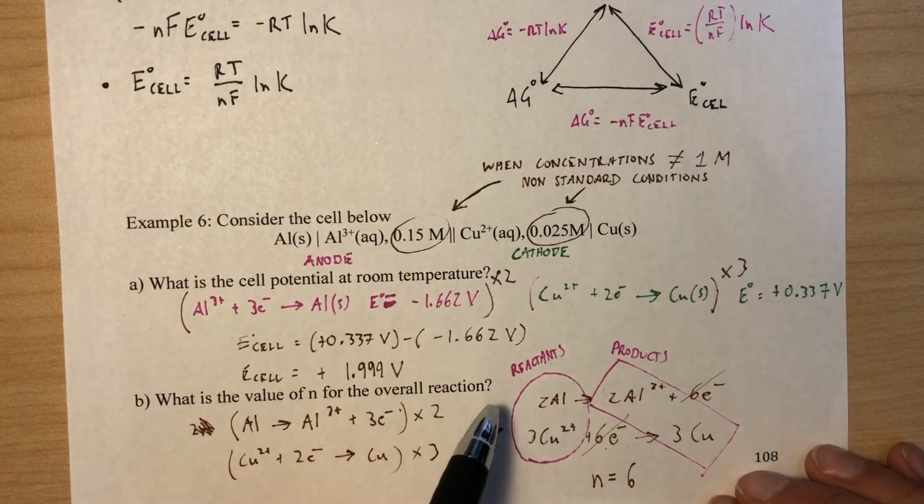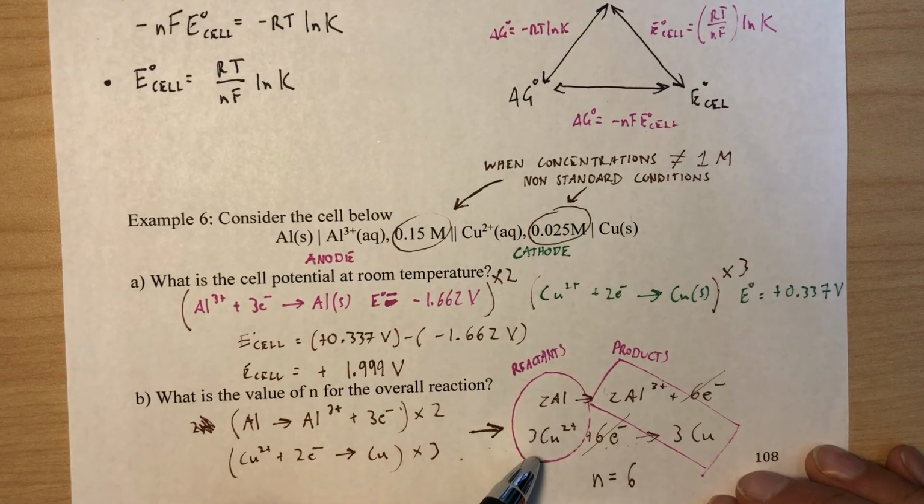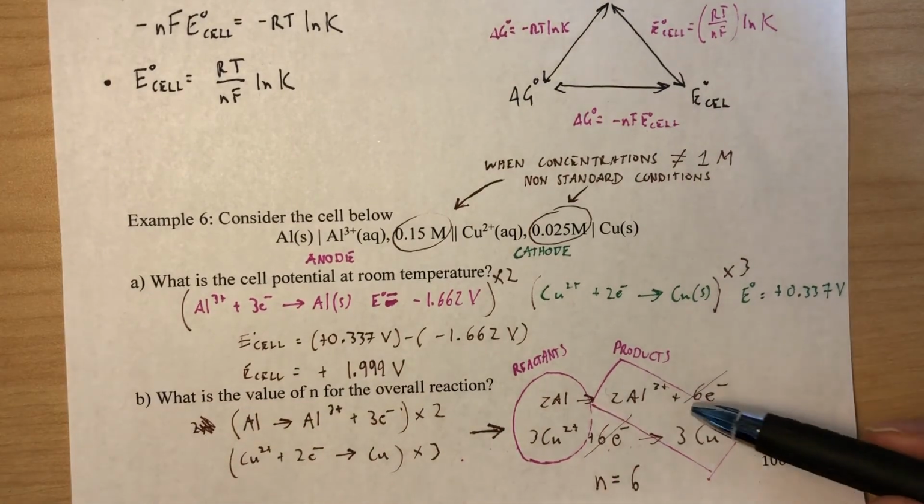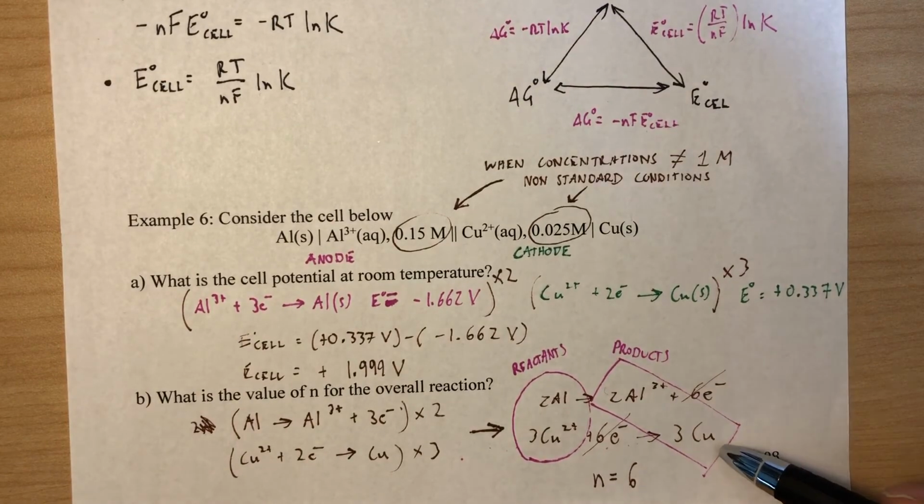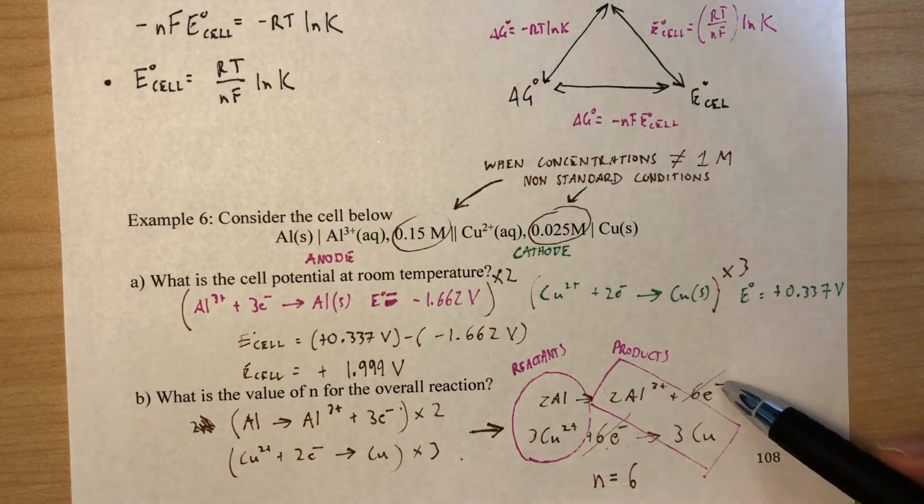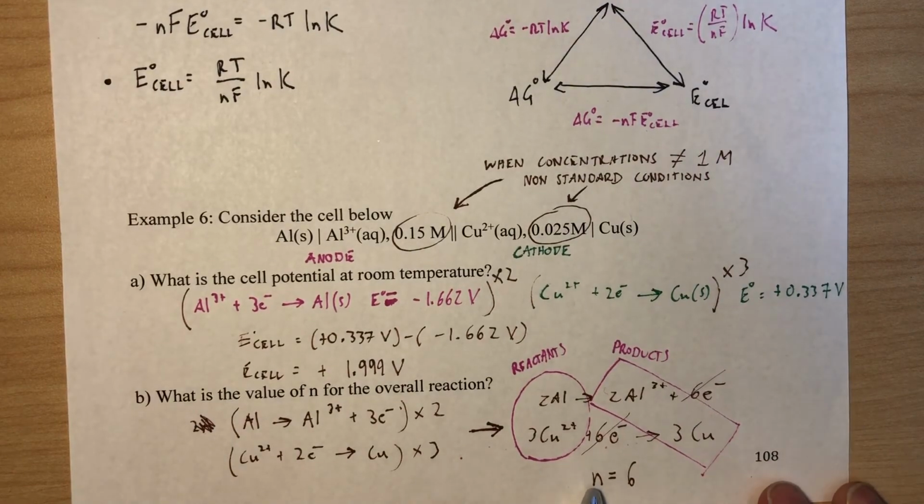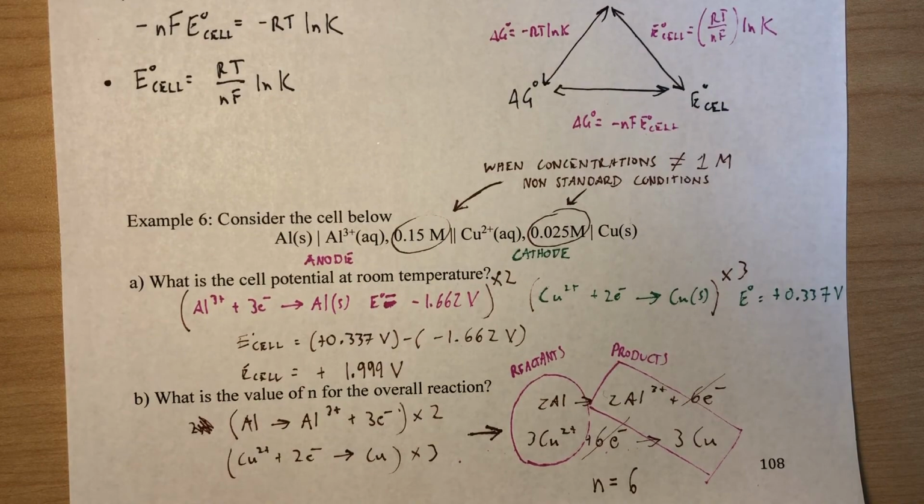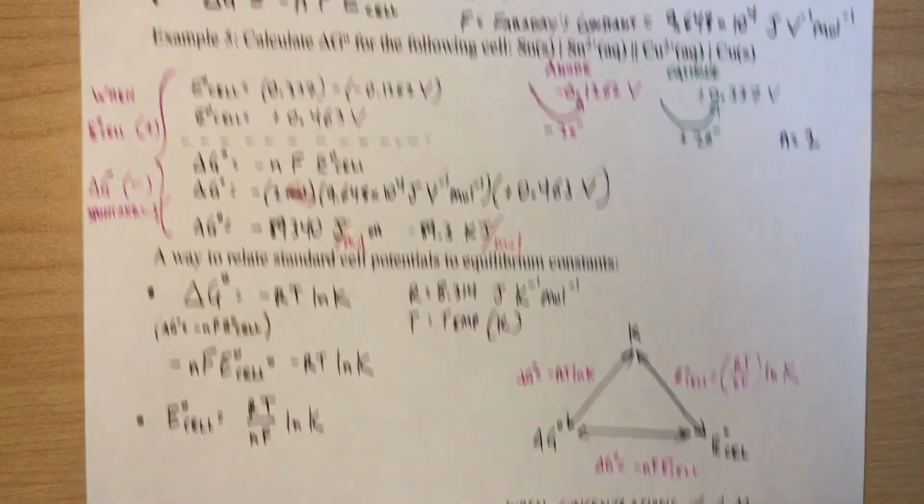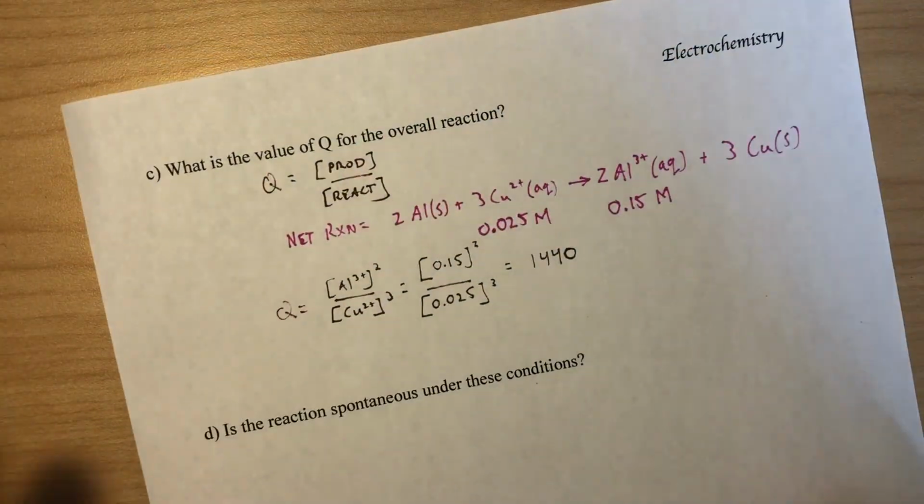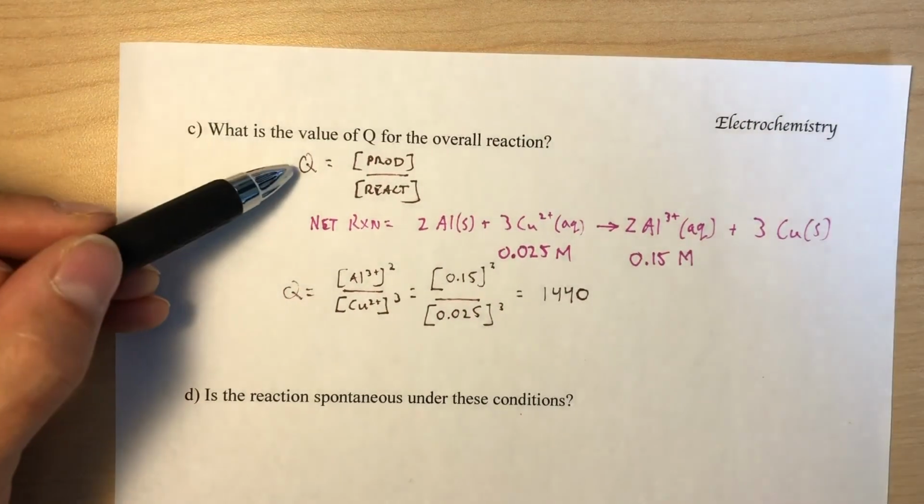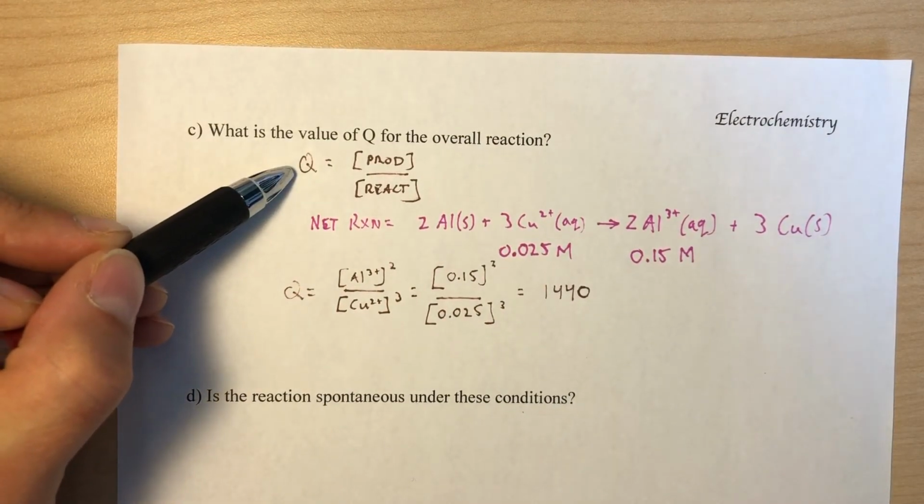So our reactants for this reaction, we have 2 equivalents of aluminum reacting with 3 equivalents of copper 2+, and our products, we form 2 equivalents of aluminum 3+ and 3 equivalents of copper 0. We have 6 electrons being transferred, which cancel, but that 6 is equal to our N. So we're not under standard conditions, which means that when we look at an equilibrium constant, it cannot be equal to K. So we'll find that it is Q. Q is our equilibrium constant, not under standard conditions.